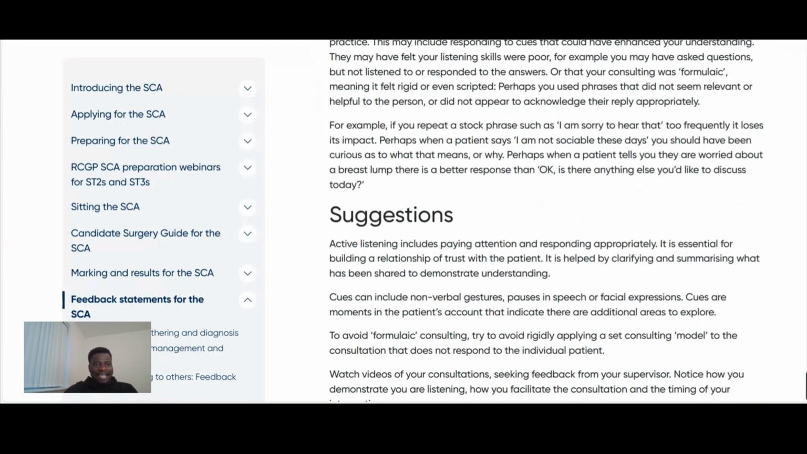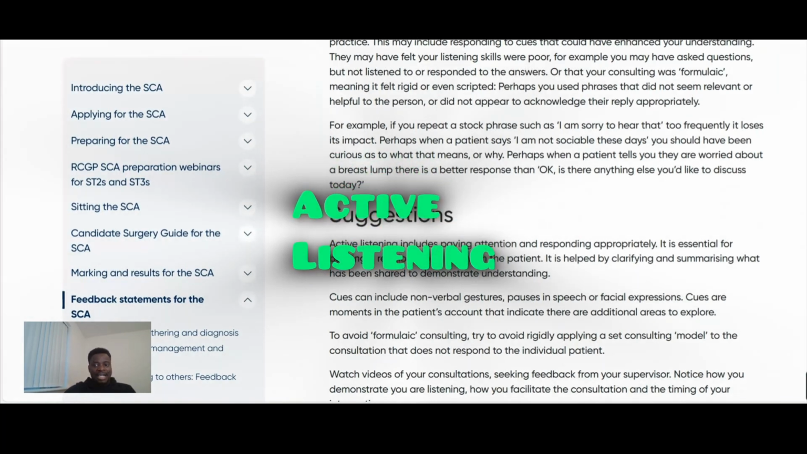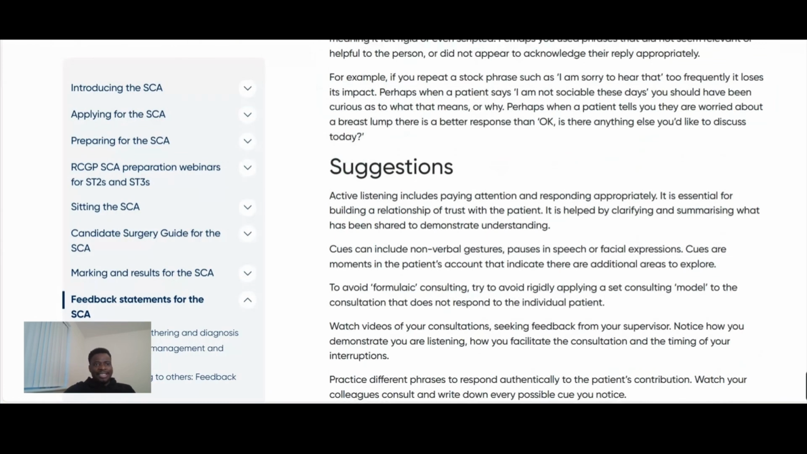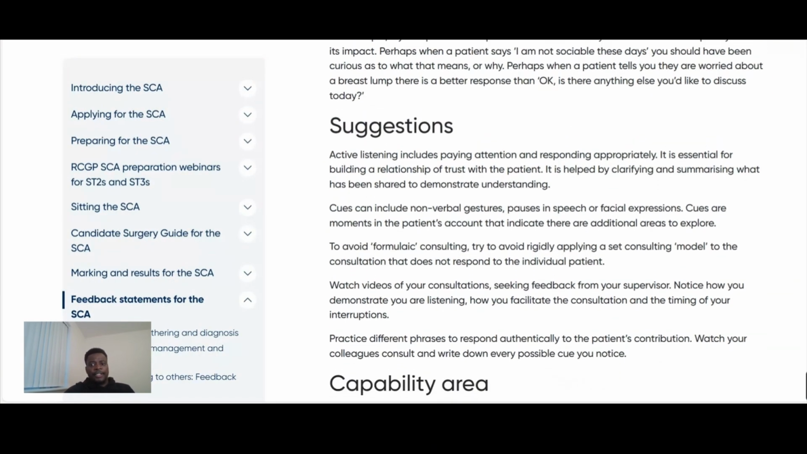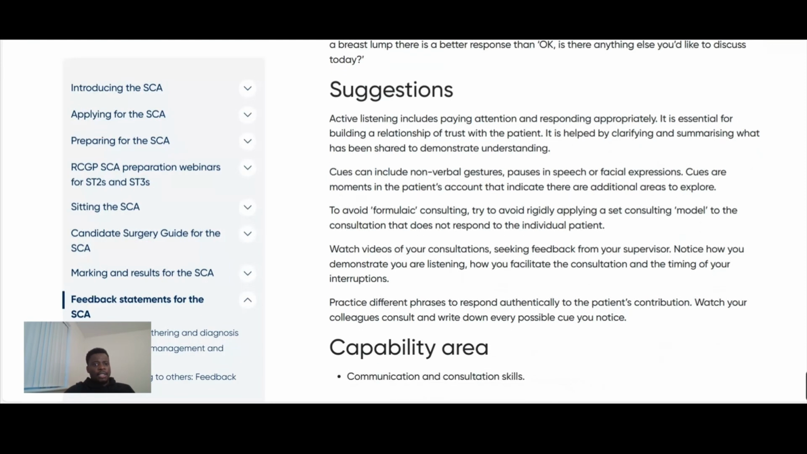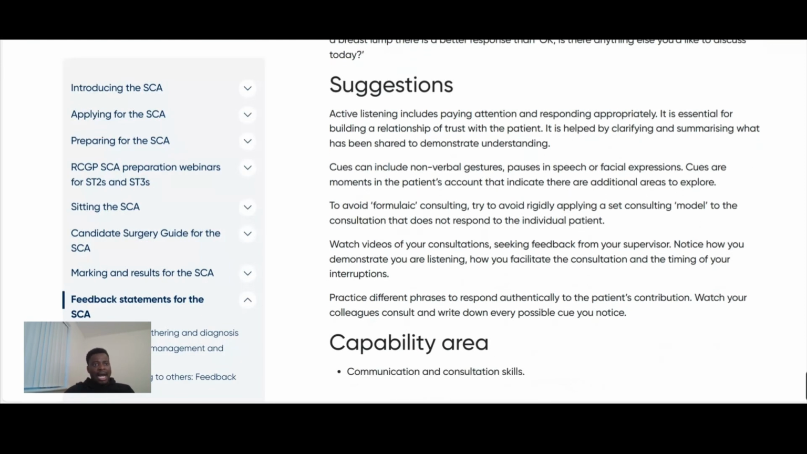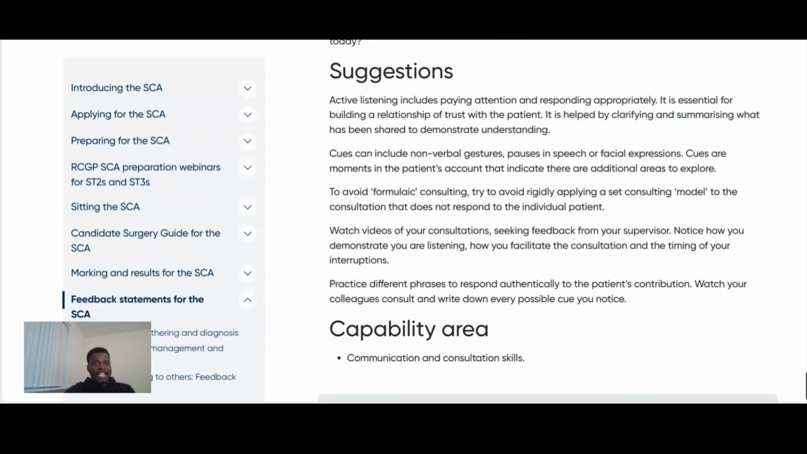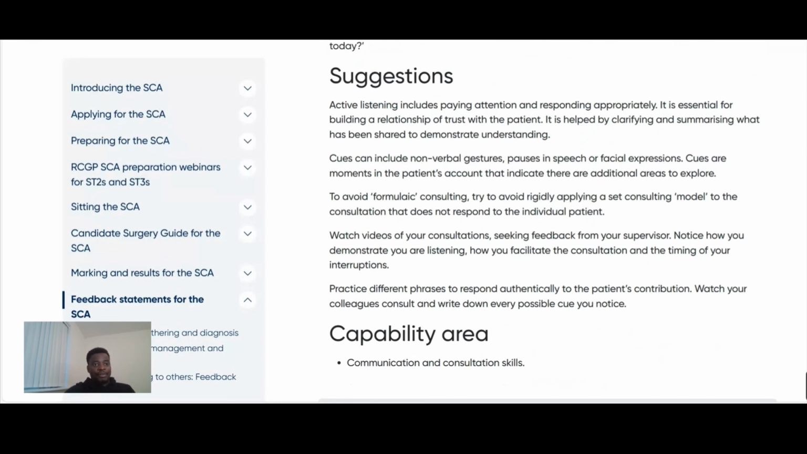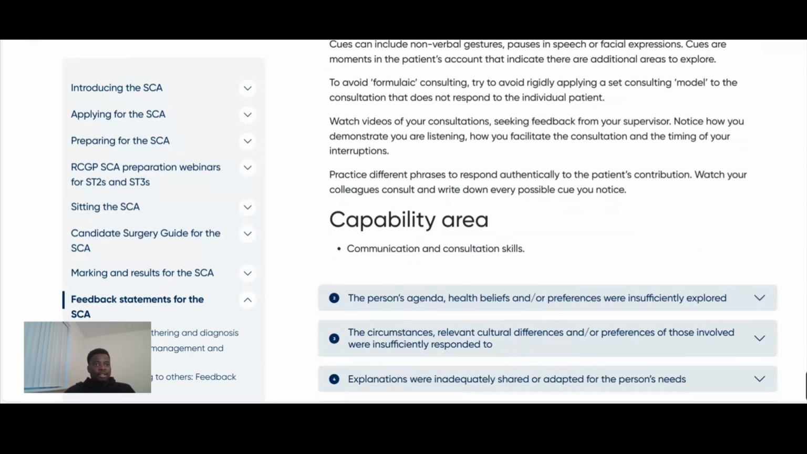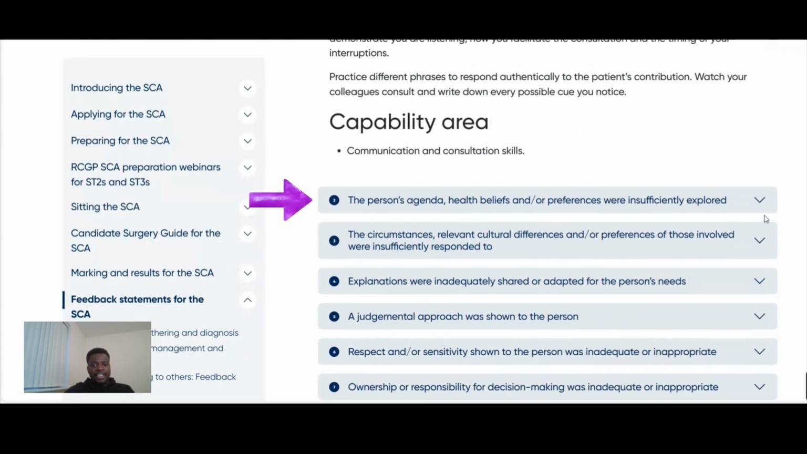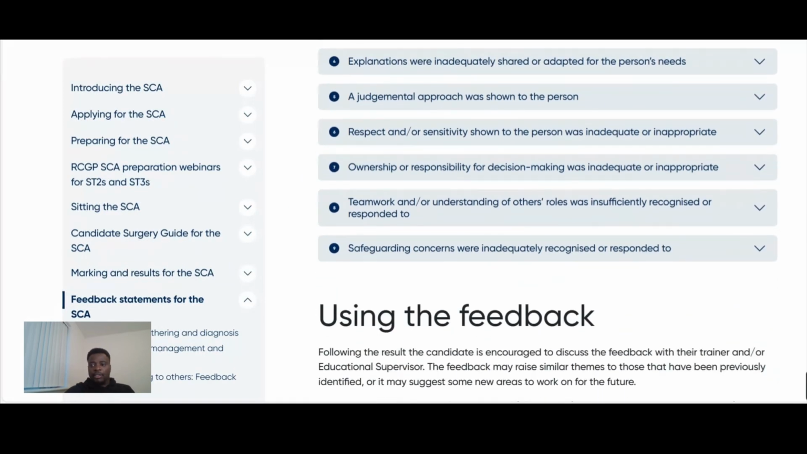So what do we do about this? It involves active listening, so paying attention and responding appropriately, establishing that relationship with the patient such that it helps to clarify anything unsure, and making short summaries such that important points that may have been missed are brought back to the fore. What to do is to avoid being formulaic, to have a structure, yes, but also at the same time be flexible with your model.